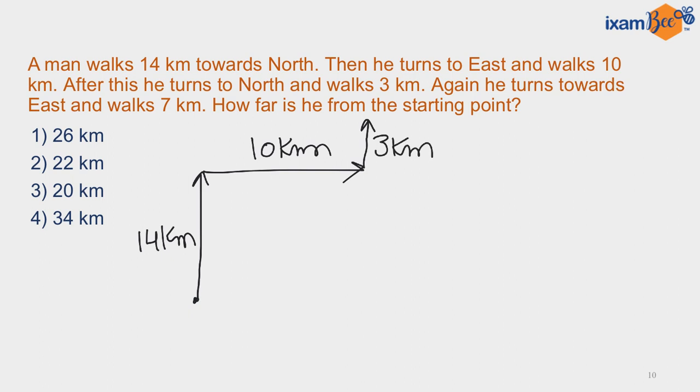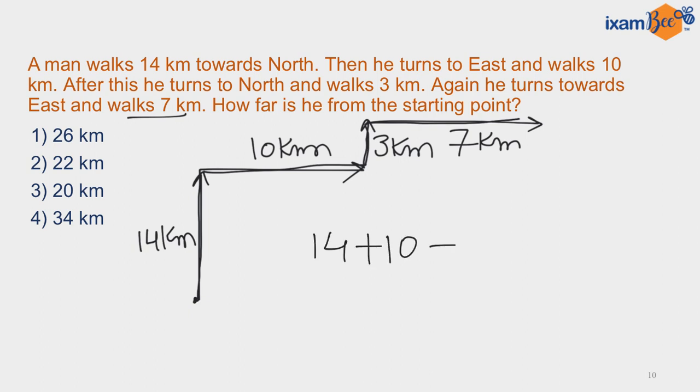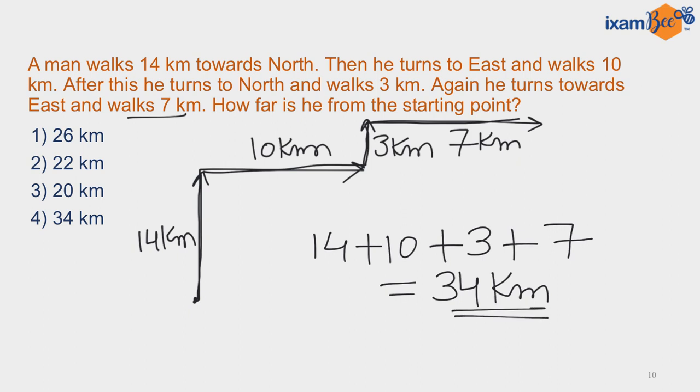Again he turns towards east and walks 7 kilometers. So this is the east direction and he walks 7 kilometers. How far is he from the starting point? So you have to calculate all these distances in order to calculate how far he is from the starting point. So 14 plus 10 plus 3 plus 7 is equal to 34. So 34 kilometers is the correct answer for this particular question, and hence option number 4 is correct.